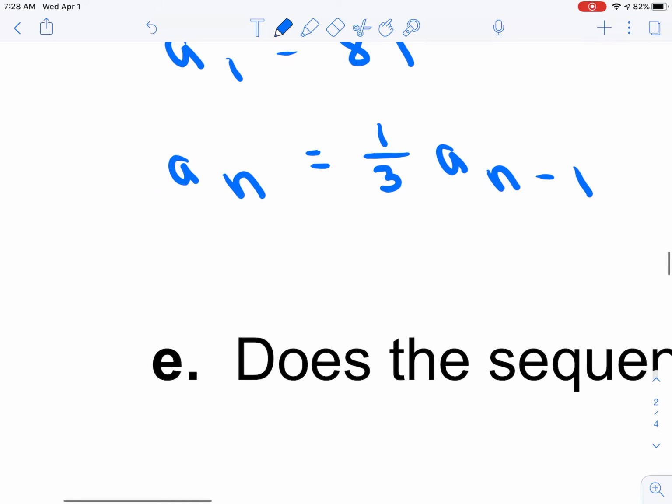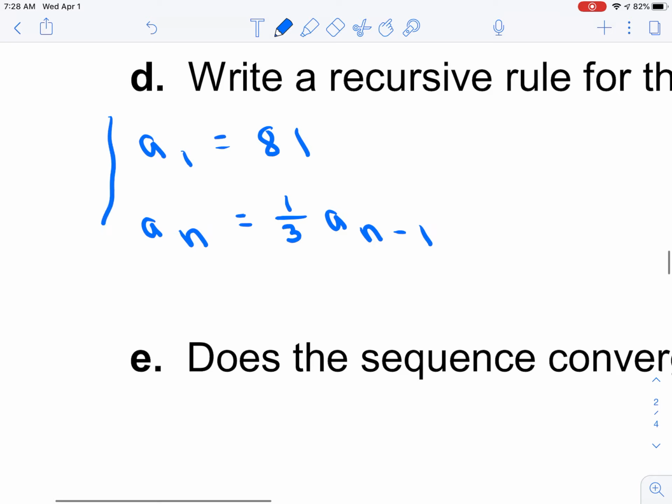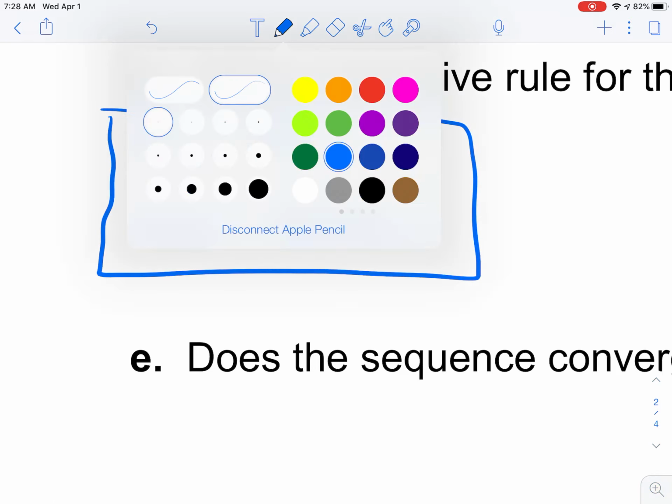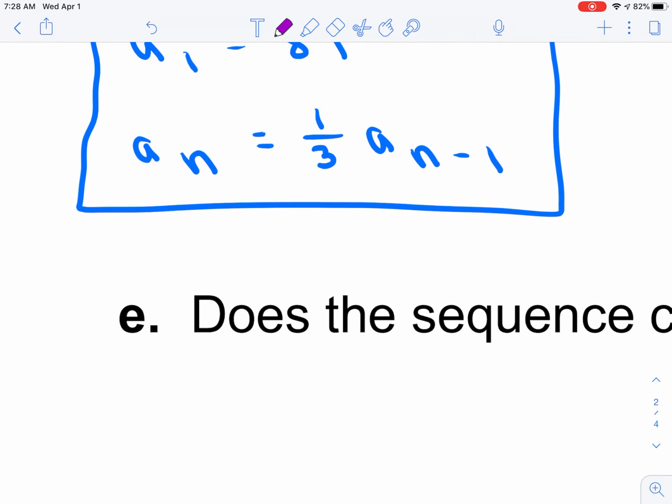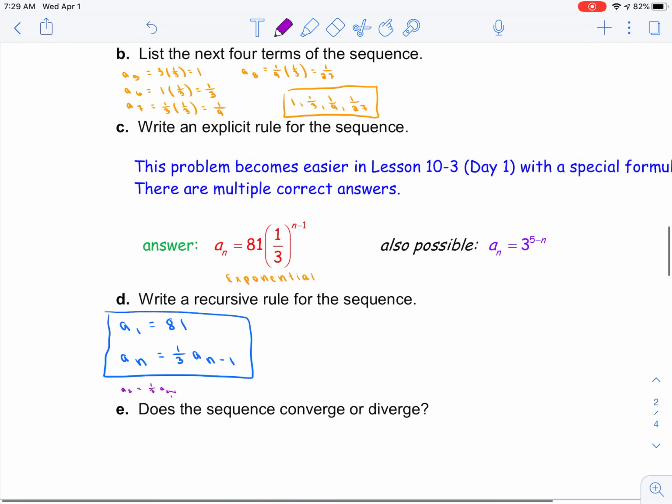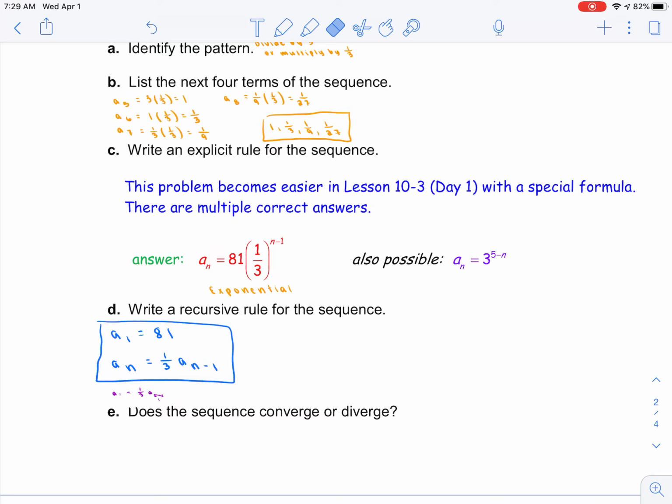Because think about it. Always test your rule if you want to make sure it works. If you want to find a sub 2, you would take 1/3 times a sub, and then when you do the math, 2 minus 1, a sub 1. So you would take a sub 1, multiply by a third. Well, that's exactly what we're doing to get each term of the sequence.